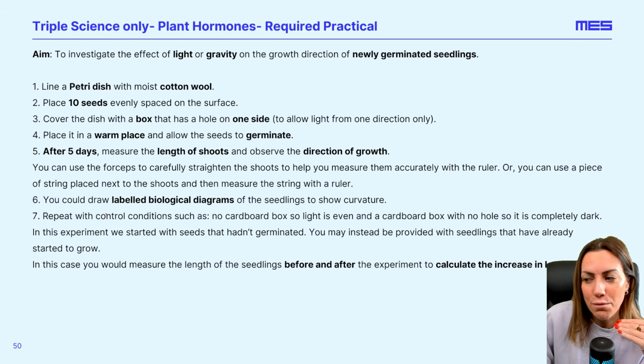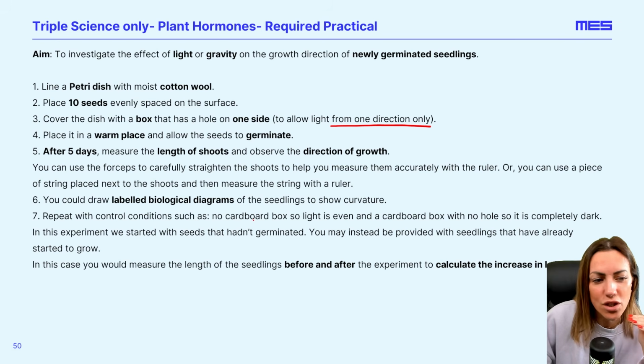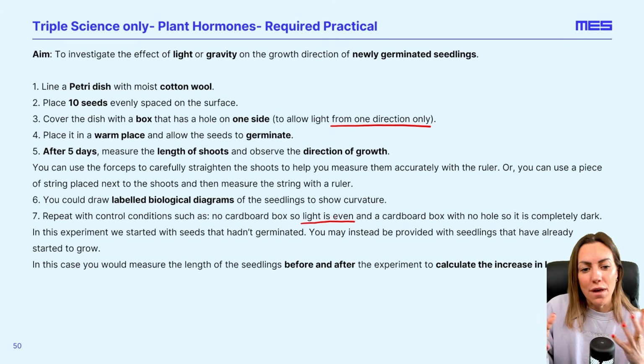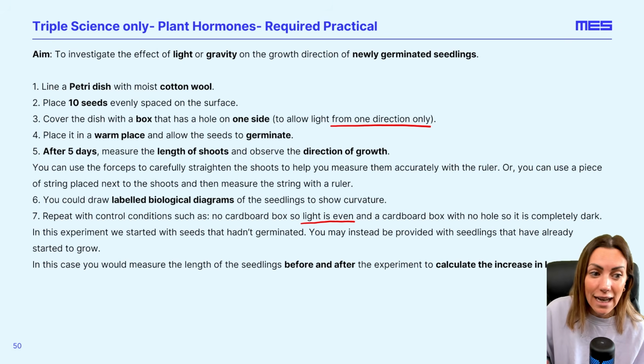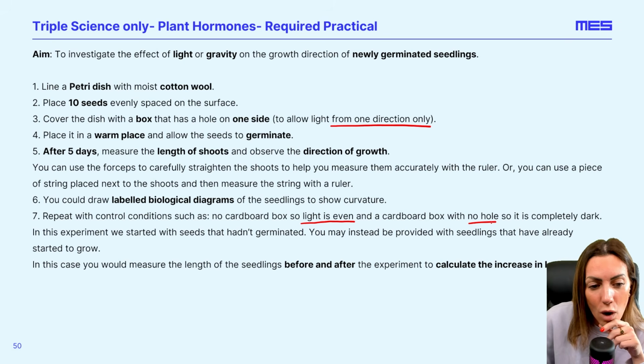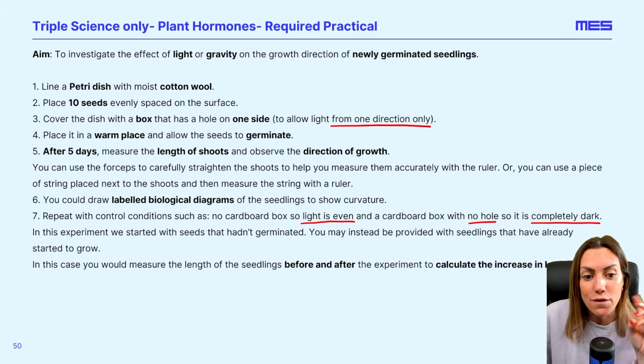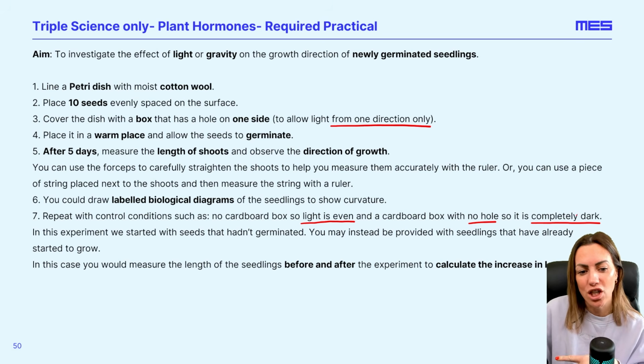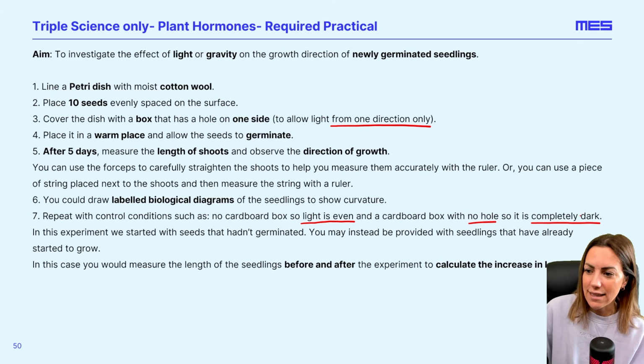And then what you'd have to do, because so far you've only done it in one light condition, with light from one direction, is repeat this with other conditions, such as no cardboard box, making sure that light is even, so you can compare the growth and the curvature of your seedlings that had light from one direction with your seedlings that were in even light. You could even compare them with seedlings that you'd placed in a cardboard box with no hole, so it was completely dark. So you've got 3 different light conditions: light from one direction, no light, and even light.